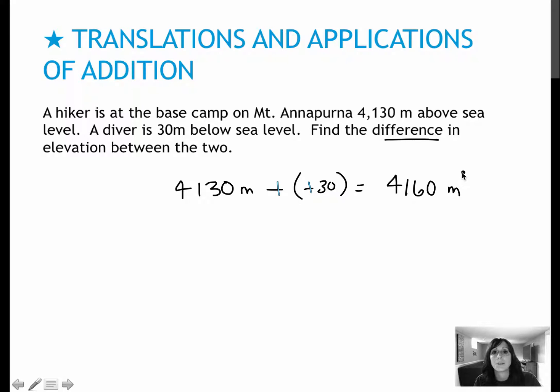For a story problem, I would typically write a sentence. The difference in elevation between the hiker and the diver is 4,160 meters.